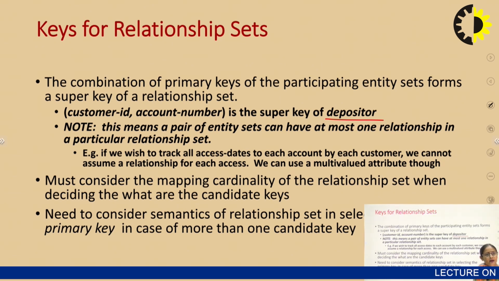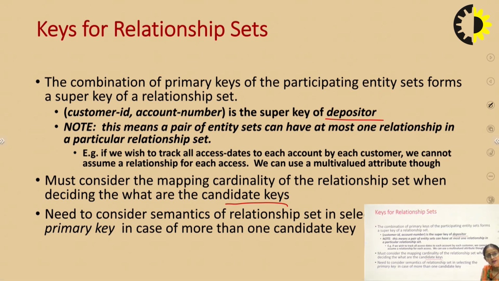Example, if we wish to track all access dates to each account by each customer, we cannot assume a relationship for each access. Then we can use a multi-valued attribute though. We must consider the mapping cardinality of the relationship set when deciding the candidate keys. This is very important, that you need to see the cardinality first, because the candidate keys uniquely identify the elements within an entity.